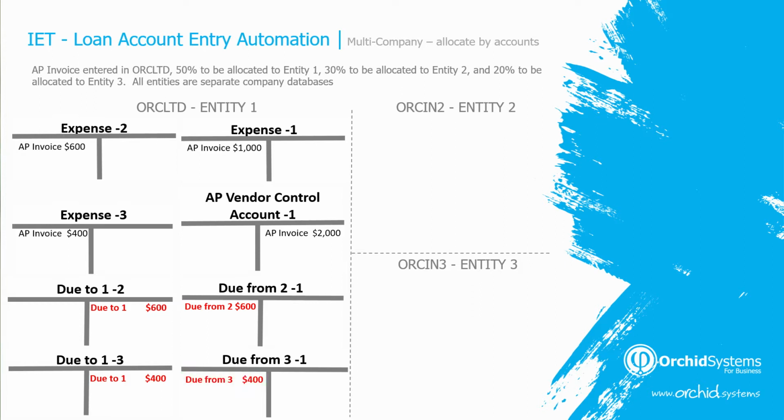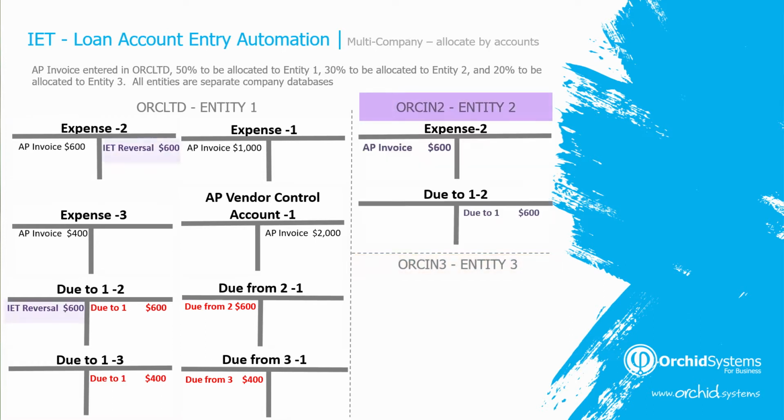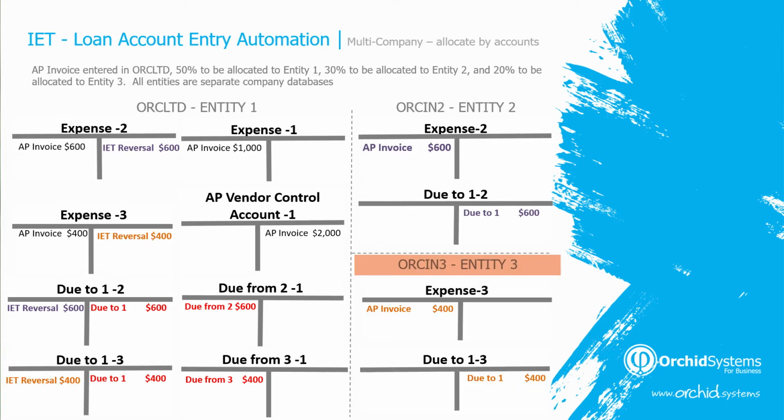And then recognizing Entity 2 and Entity 3 are external company databases, the transactions will be reversed, looking at entity 2 first. It will reverse the 2 entries in Orc Limited for entity 2 and debit the expense in entity 2 and credit the loan account in entity 2 due to 1. And then for entity 3, it will reverse the expense out of entity 1, reverse the due to 1 in 3's books out of entity 1, and debit the expense in entity 3 and credit the loan account to entity 1.